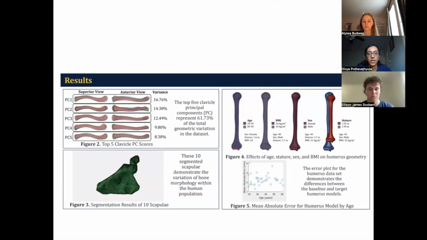Figure 3 is an animation of 10 random segmented scapulae, demonstrating the various shapes and sizes of the scapula over a population. Figure 4 shows examples of the predicted humerus models generated by varying age, BMI, sex, and stature. Lastly, Figure 5 also represents an error plot for age between the baseline and target models for the humerus data.